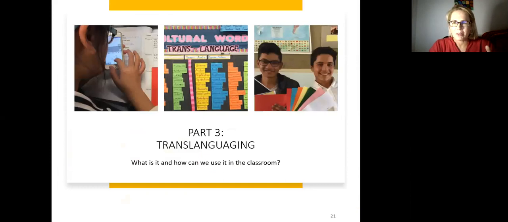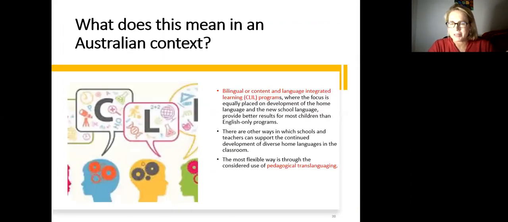Okay, so we know that in an ideal world, we would have bilingual programs for every child who could develop their first language and develop English at the same time. Like a Canadian situation, or as in some schools in the United States where there's Spanish and English bilingual programs. But unfortunately, that's just not possible in Australia when there are over 300 different languages other than English spoken.